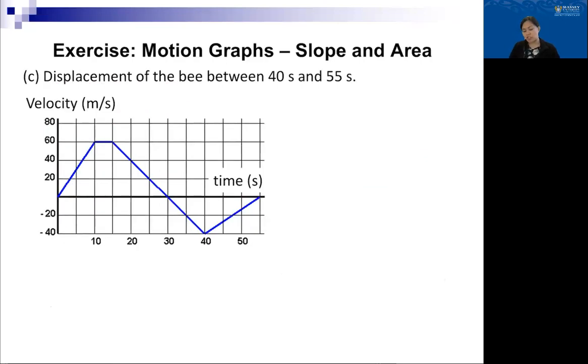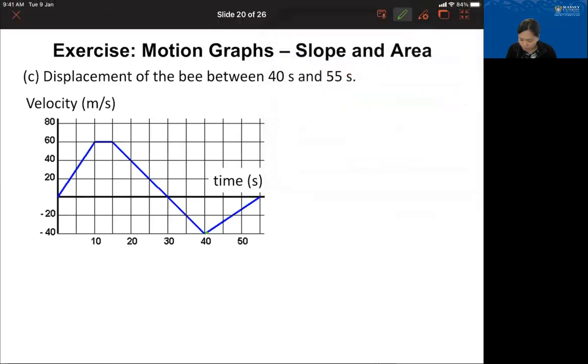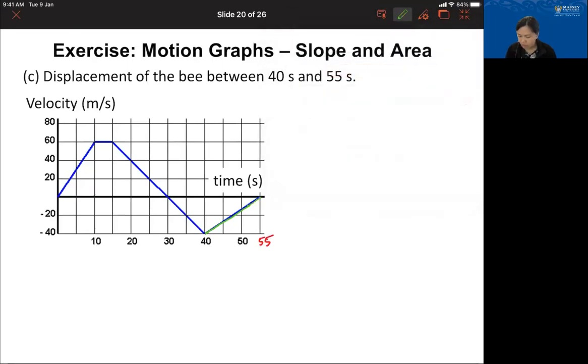So the next question, the displacement of the B between 40 seconds and 55 seconds. So it's this portion of the graph here. Yeah, that portion of the graph there. Sorry, that's 55. So it's the whole graph all the way to the end point there.